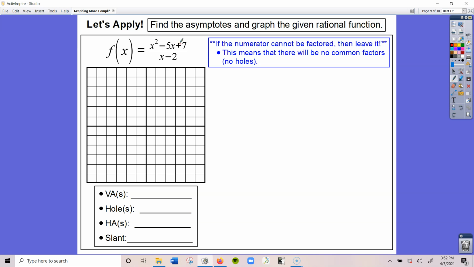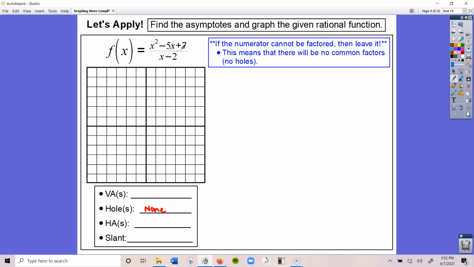If you notice here, the only two numbers that would multiply to give me 7 are 1 and 7, or -1 and -7, which none of those would add up to give me -5. So that means that this numerator cannot be factored, so we're going to leave it. And if it cannot be factored, that means that nothing is going to cancel with x minus 2. So if nothing cancels, that means that we have no holes.